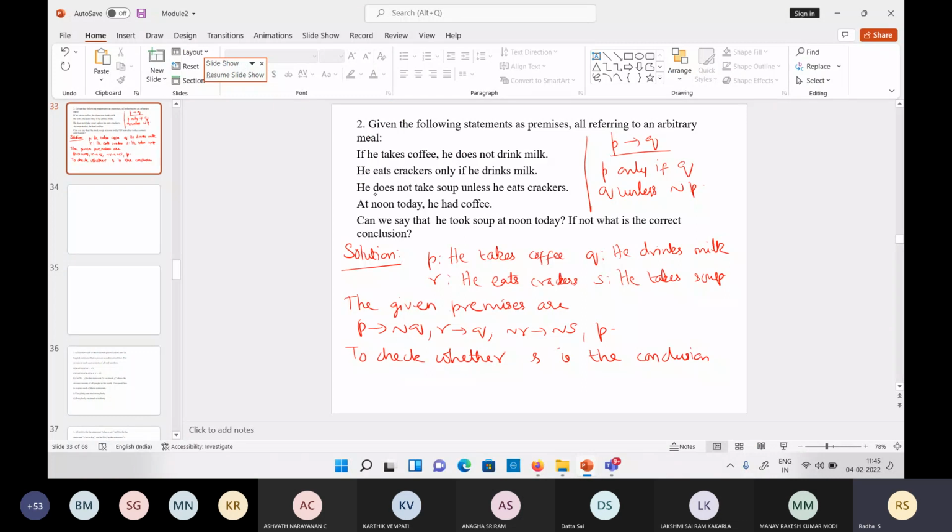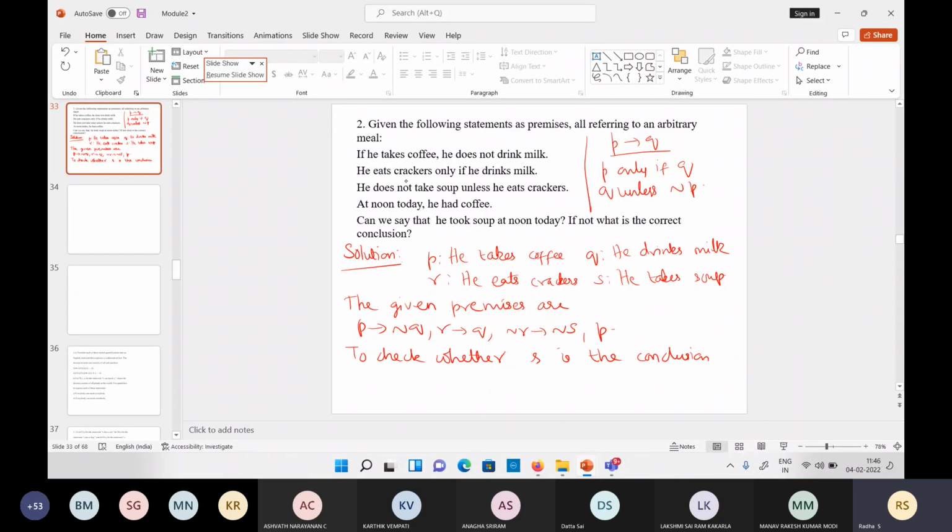See, so first statement, no problem. If he takes coffee, he does not drink milk. That is P. He does not drink milk. So P tends to not Q. First statement, okay, no problem. Second statement, he eats crackers only if he drinks milk. P only if Q. That format, it should be P tends to Q.